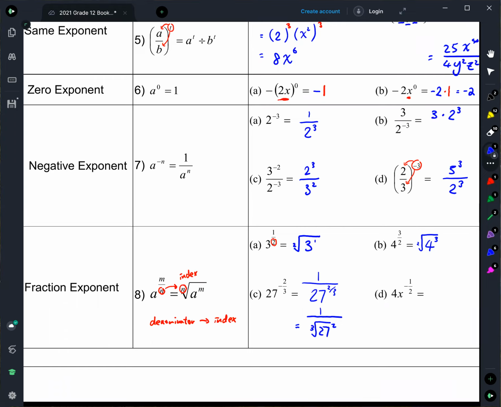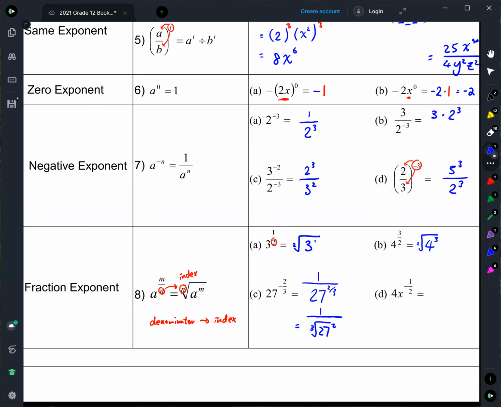So if the index is 3, we call it the cube root, okay? It's not the square root. If the index is 4, we call it the fourth root, okay? If it's 2, we call it square root.